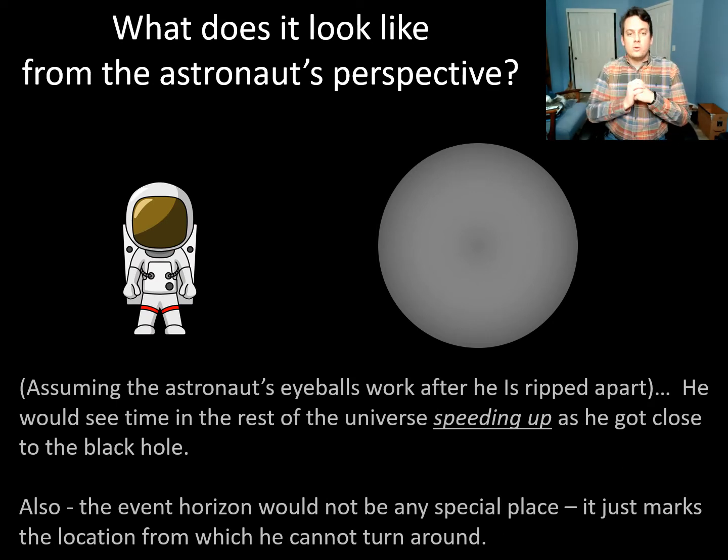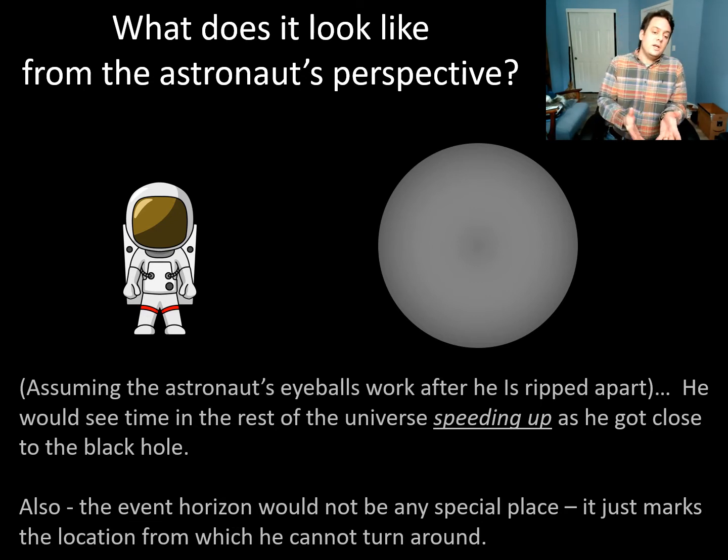But since we're all about relativity now, we understand that things look different from different perspectives, physics. Let's reimagine what's happening here from the astronaut's perspective. So, and again, parenthetically, we have to assume that the astronaut's eyeballs are still working after he got ripped apart, but it's theory, so we'll make that assumption. So he would see time in the rest of the universe speeding up, right? He's looking at his clock, and in your own frame of reference, your clocks always run just fine. But if he sees a clock somewhere else in the universe, he sees it running at a faster and faster rate.